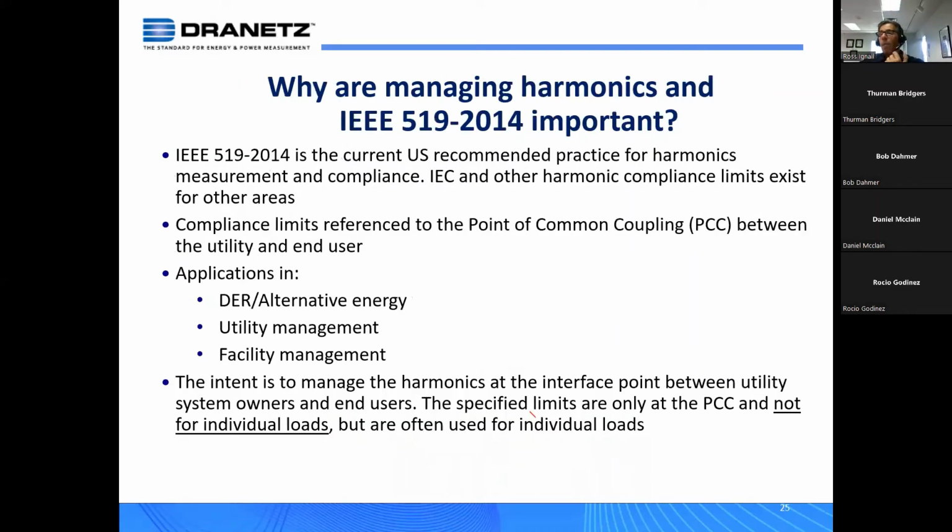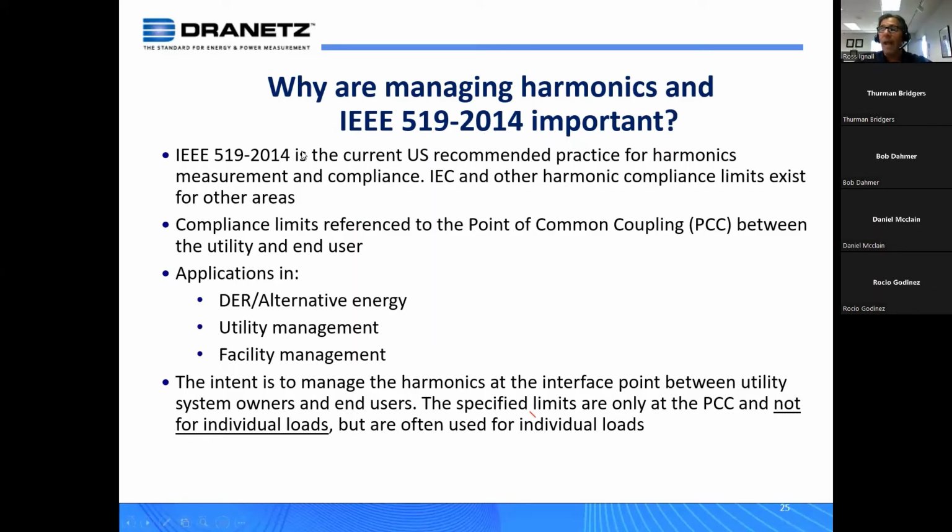So, wrapping it all up, why are we managing harmonics, and why is 519/2014 so important? Well, in the United States, this is the current recommended practice for harmonic measurements and compliance. So really what the prior versions of 519 were lacking was telling the user, or more appropriately the meter manufacturers, how to do the measurements. So there's a lot of inconsistency in the industry, where one meter manufacturer would do it one way, another one would do it another way, and you take those measurements and you get two different results. Well, that's not good for anyone.